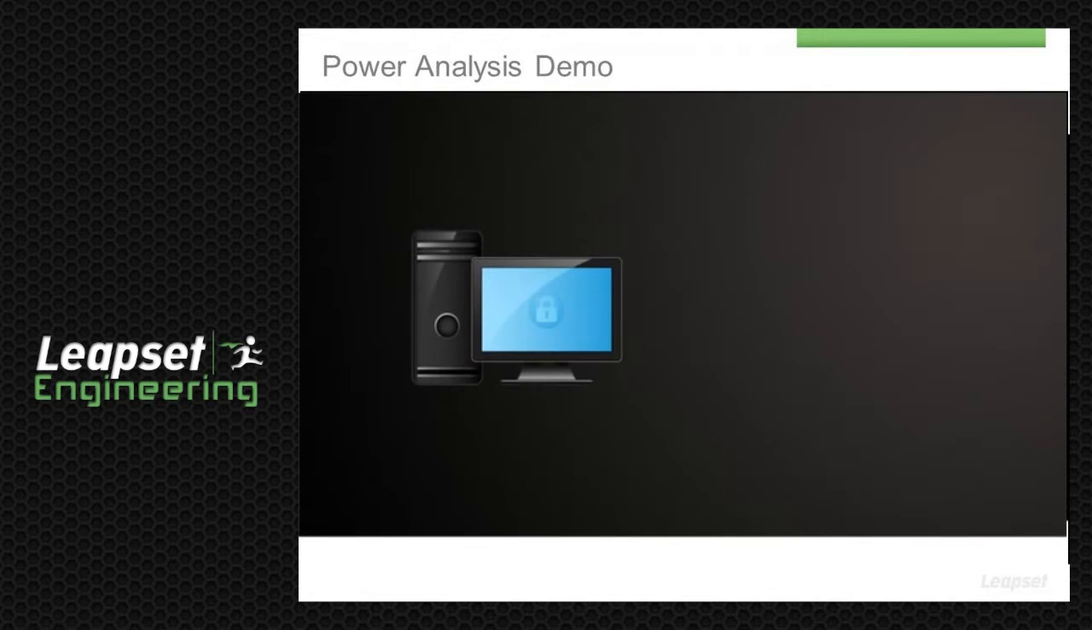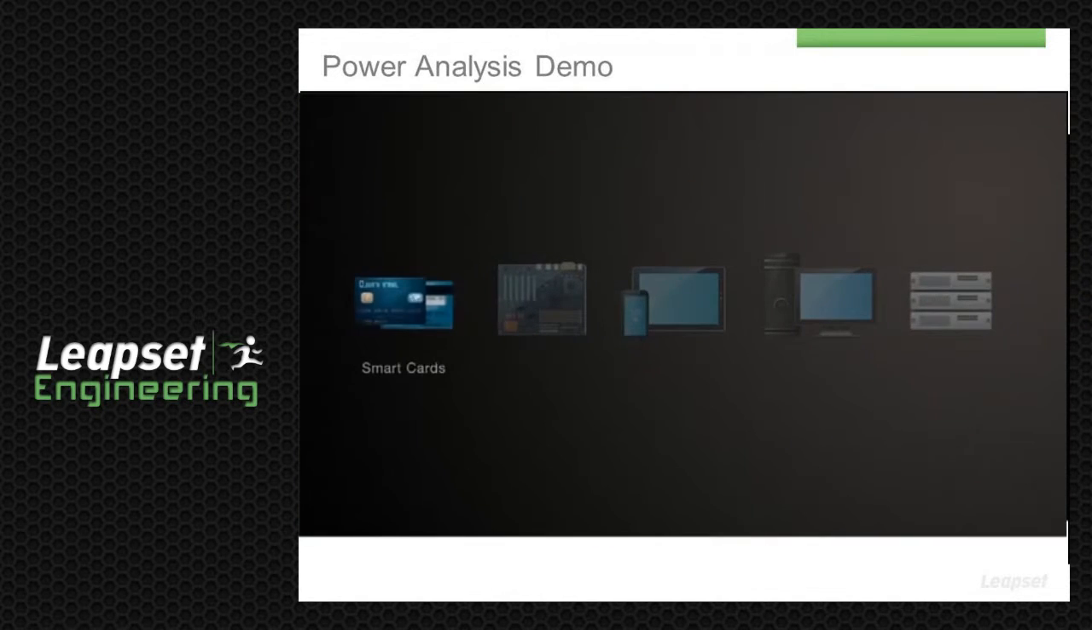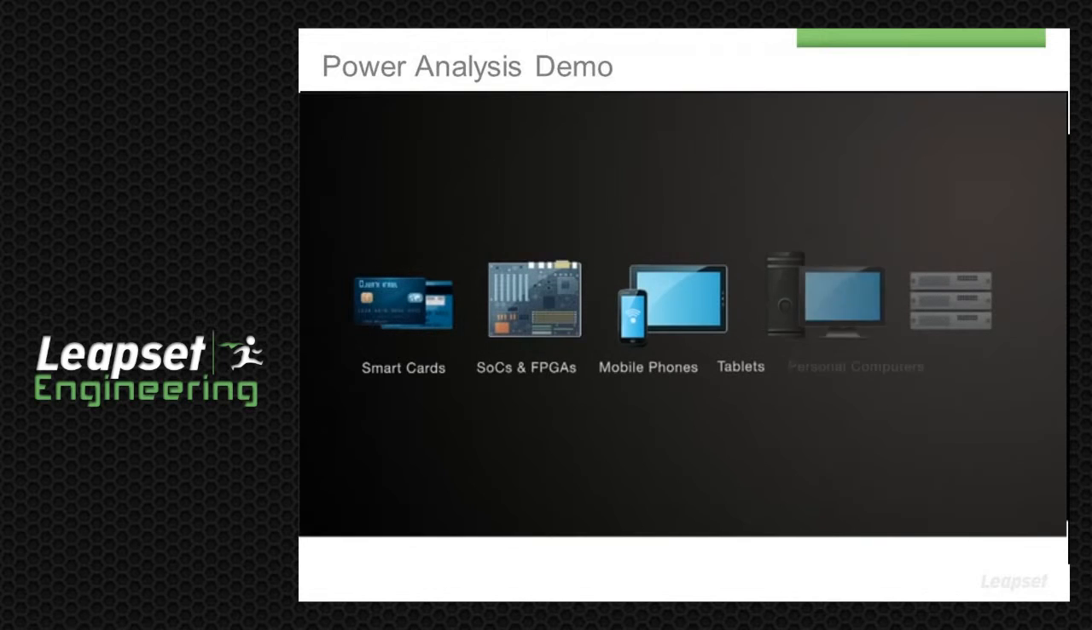Whenever a security device uses secret cryptographic keys to protect sensitive data or transactions, information about the secret keys can leak out from the device's power consumption or electromagnetic emission. Unfortunately, attackers can examine these leaks to recover the secret key. This is referred to as side-channel analysis, and it can be implemented on any device that uses cryptography to protect its secrets, ranging from smart cards, SoCs, and FPGAs, to mobile phones, tablets, PCs, and servers. Let's take a look at how side-channel analysis works.